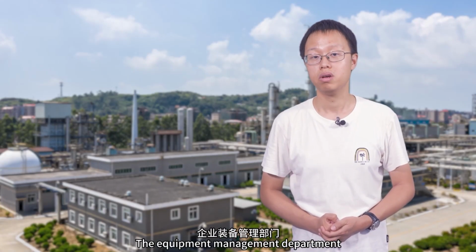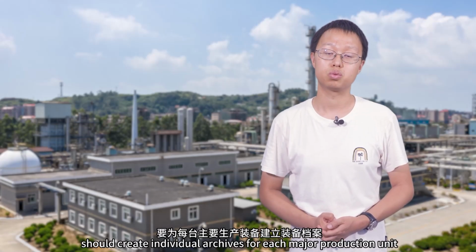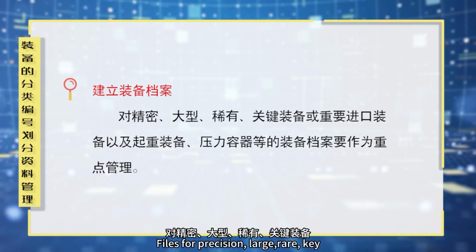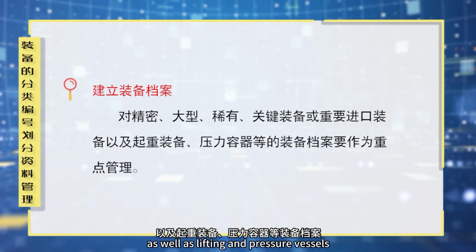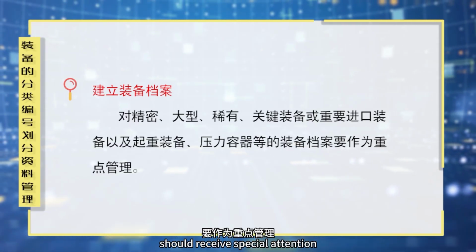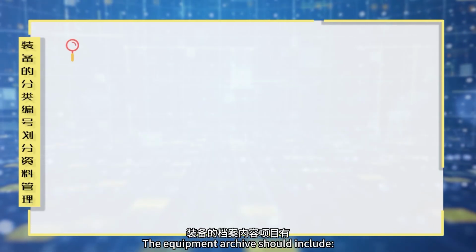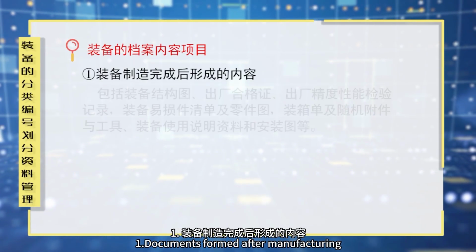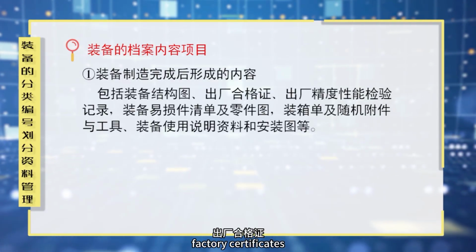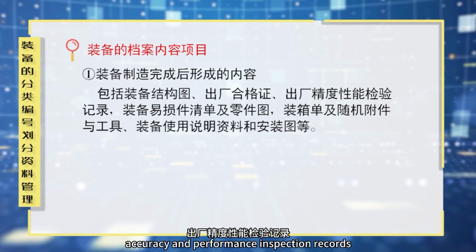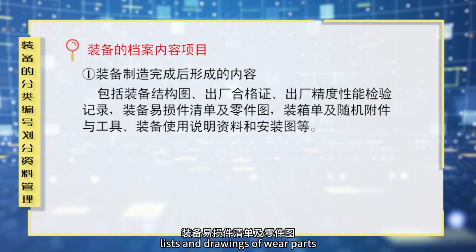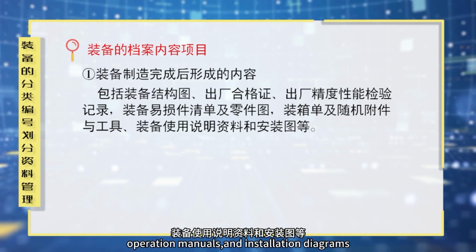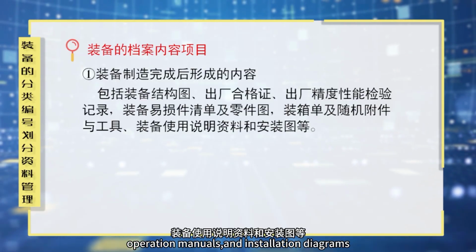The Equipment Management Department should create individual archives for each major production unit. Files for precision, large, rare, key, or critical imported equipment, as well as lifting and pressure vessels, should receive special attention. The equipment archive should include: first, documents formed after manufacturing, such as structure drawings, factory certificates, accuracy and performance inspection records. Lists and drawings of wear parts, packing lists, accompanying accessories and tools, operation manuals, and installation diagrams.